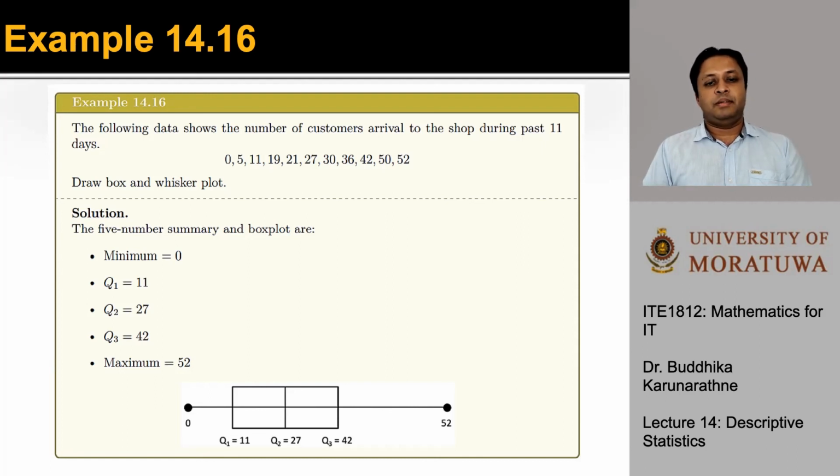So you represent the box. In the box, you represent Q2 in the middle, Q3 on the right edge of the box, and on the left edge of the box, you denote Q1. So that's the box. And what we call whiskers represent the minimum and the maximum values. What you see on the left whisker is the minimum value, which is zero, and on the right whisker the maximum value, which is 52. This is the representation we identify as the box and whisker plot, or simply the box plot. It gives us important information regarding the data set: the minimum, maximum, and the quartile values.